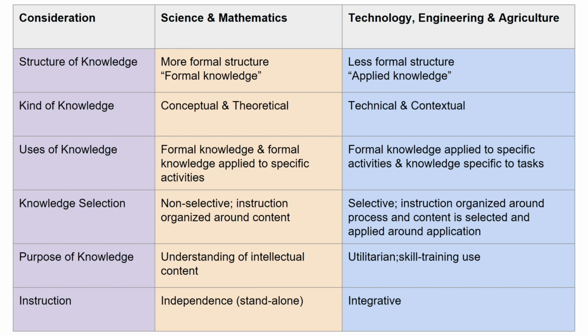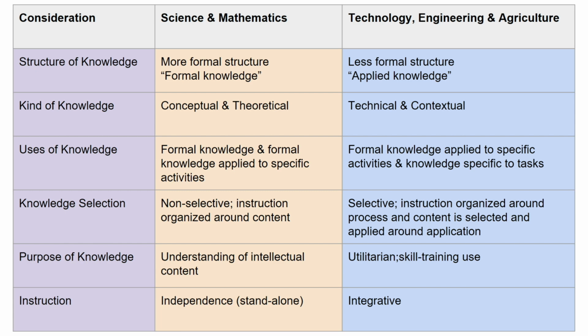The use of knowledge for science and mathematics is more formal, and students will have standardized tests on those 2 subject areas. Technology and agriculture are considered more applied to specific activities or specific tasks. The selection of knowledge is non-selective, as I said, as core knowledge in most PK-12 school classrooms. But technology and agriculture are pretty much selective courses, where students can make their selection for their subject area.